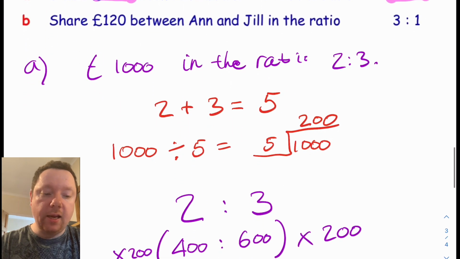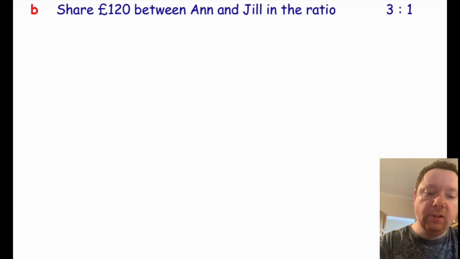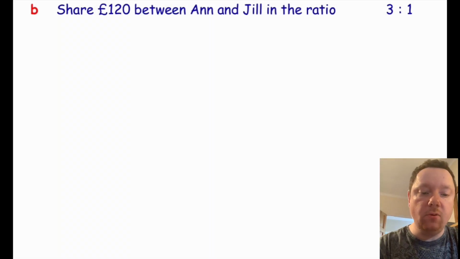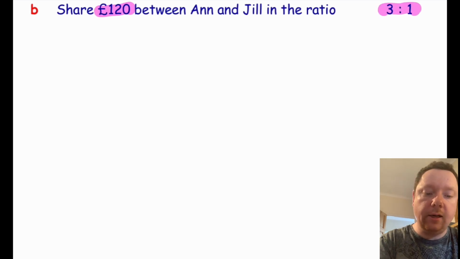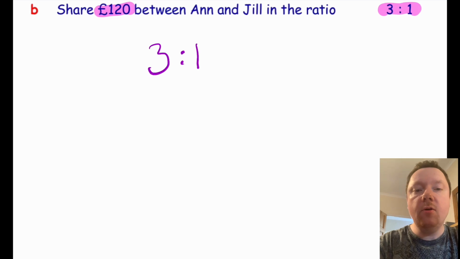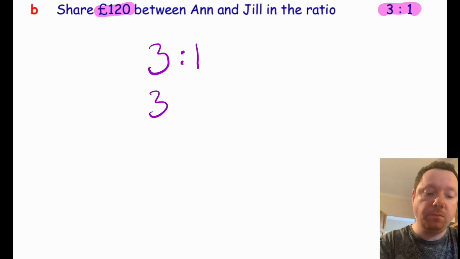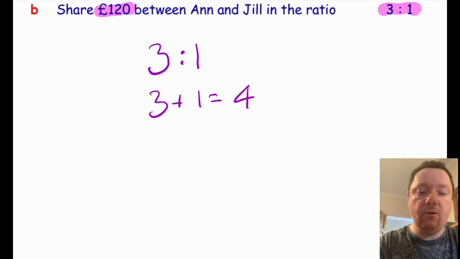Okay, let's do the second question so you can see where this is going. The second question says, share £120 in the ratio 3 to 1. So step 1, I write down my ratio 3 to 1, and I work out how much we would have in total after we shared out some money the first time. So 3 add 1 equals 4 in total. If I gave £3 to Anne and £1 to Jill, I would have given out £4 in total. I now need to work out how many times I need to give out that £4 until I've used up the whole £120.